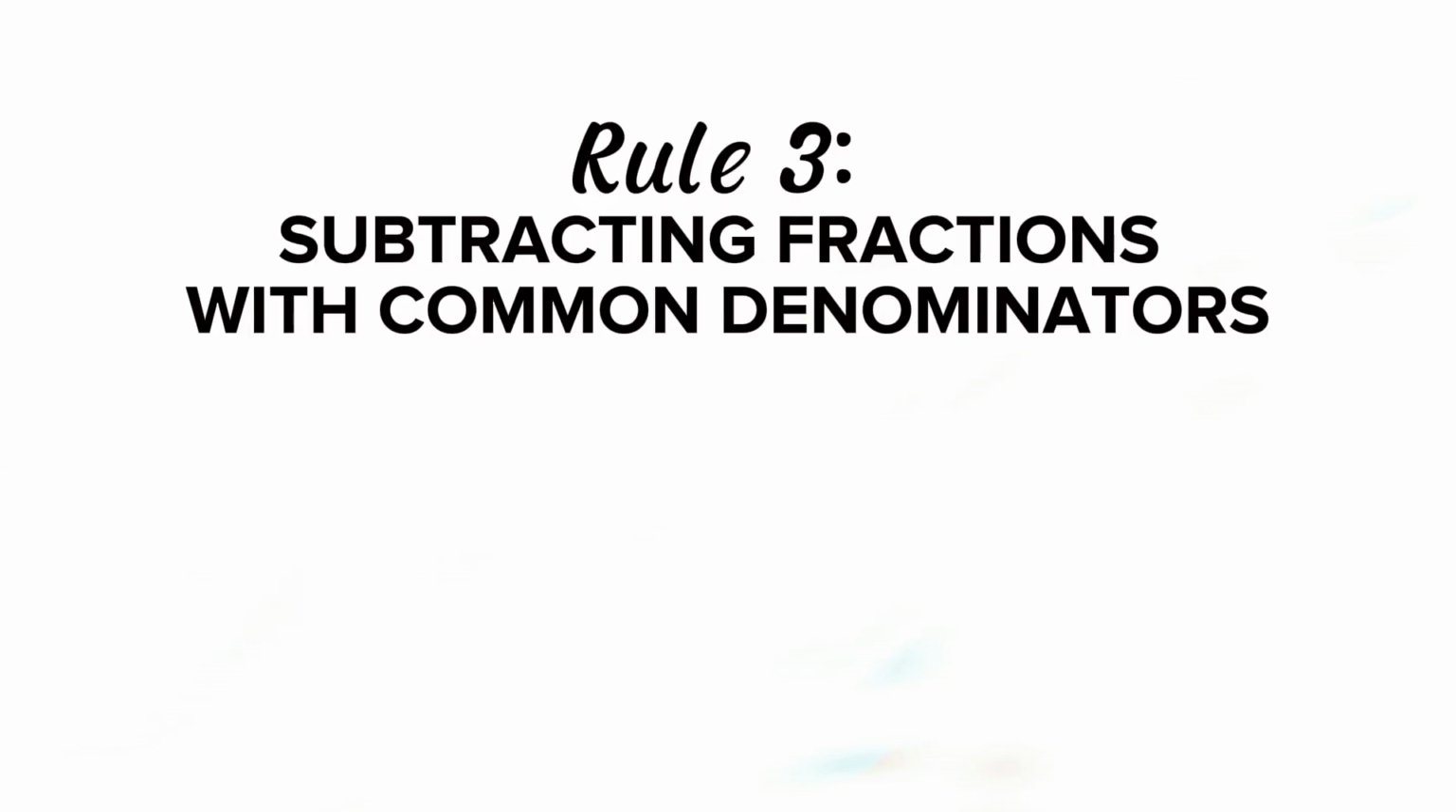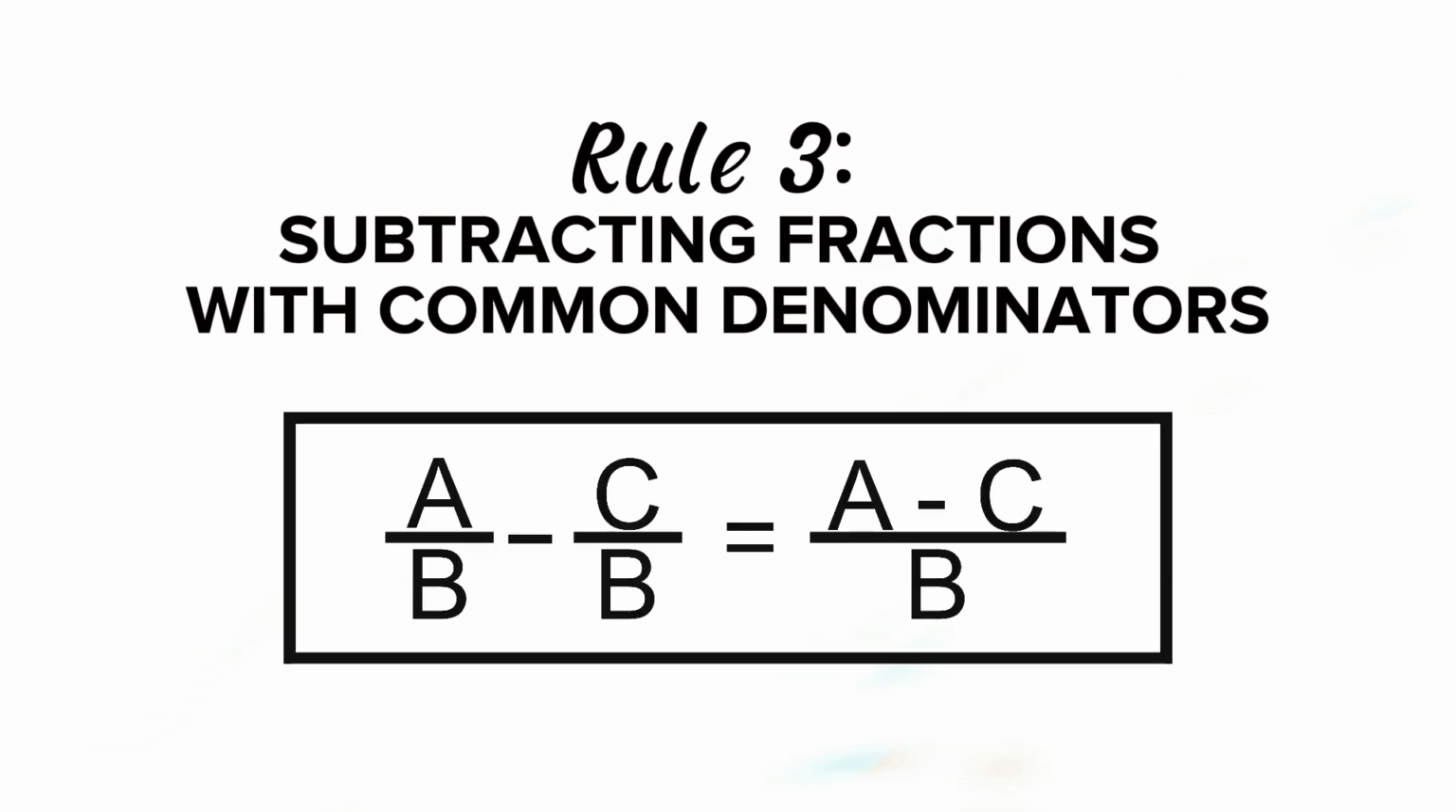Rule number 3, subtracting fractions with common denominators. When subtracting with the same denominator, just subtract the numerators and keep the denominator unchanged. For example, A over B minus C over B equals A minus C over B.